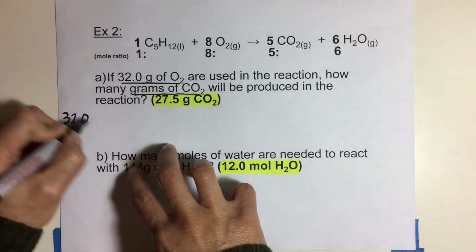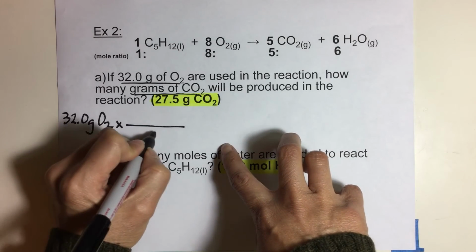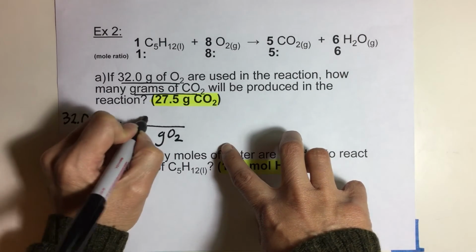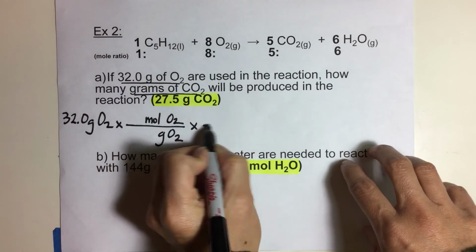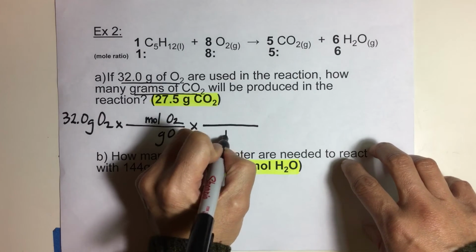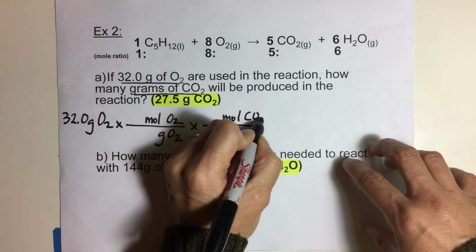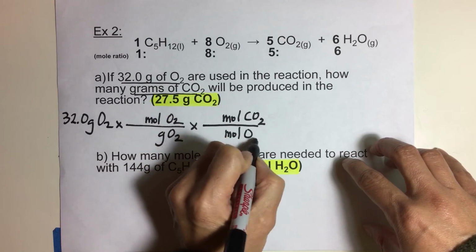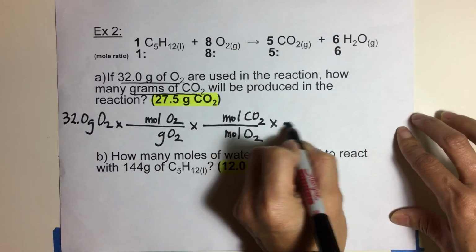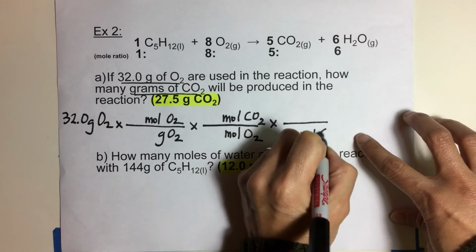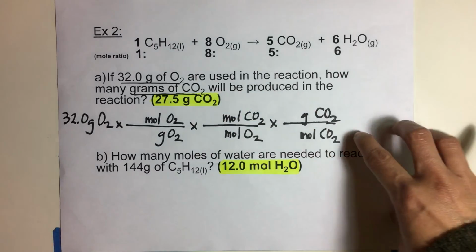So in 32 grams of oxygen, grams of oxygen, moles of oxygen. I need to now convert it to another substance, which is carbon dioxide. And the only way to do it is to go through moles. And that's why I know to do a mole-to-mole ratio between carbon dioxide and oxygen. Notice how the moles of oxygen cancel out. And then you're going to do a last step of converting it from moles of carbon dioxide to grams of carbon dioxide. Now we're ready to put numbers in.